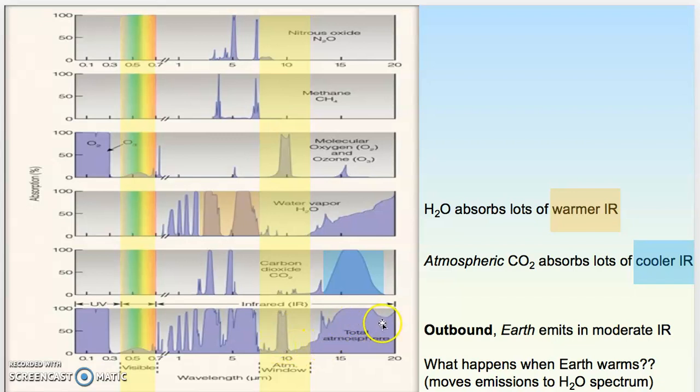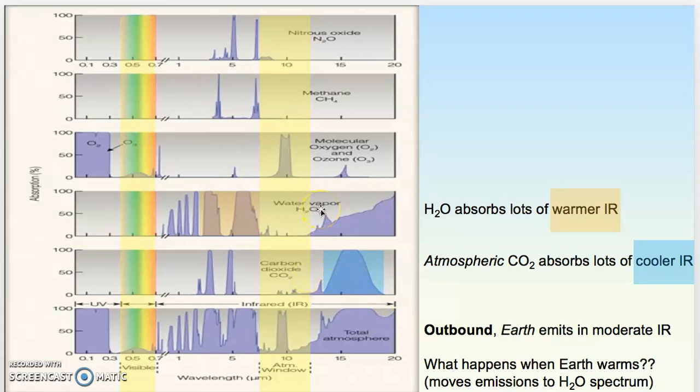And then you were looking at water and CO2 as absorbing so much of the far IR spectrum of the sun's emissions. Now, let's look at these individually. We have here carbon dioxide.